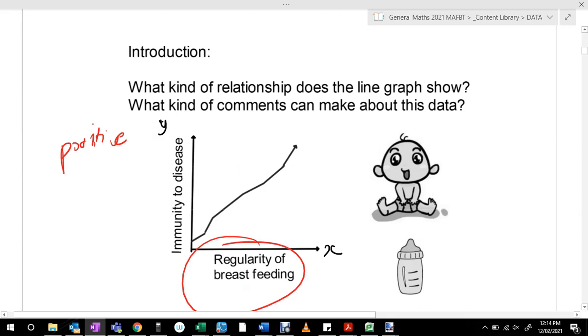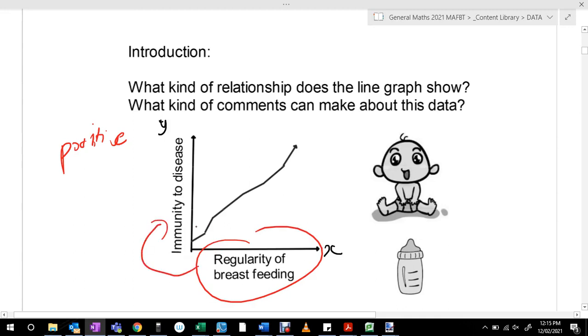So as something increases, what happens to the other one as well? The immunity to disease also increases. So if you're increasing the breastfeeding, it looks like immunity always increases too. So more breastfeeding makes more immunity. Breastfeeding is not a problem, but it does affect something. What's it affecting? The immunity. So we can see here that breastfeeding in some ways affects what happens to the immunity. The more you breastfeed, the greater the immunity. And it's going in a positive direction, as was mentioned.